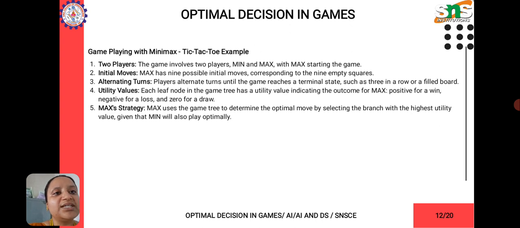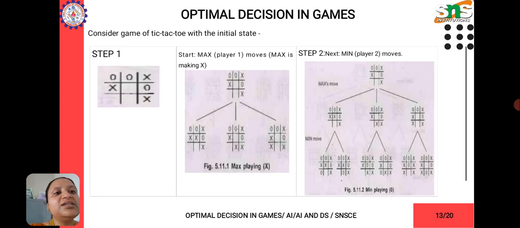Now we will see what the tic-tac-toe method is. In this tic-tac-toe example, you will be having different methodologies. That is, you will be having two players, the initial move, the alternating turn, the utility value and the max strategy. Okay, now in this tic-tac-toe, we are taking the first node as x and o. The first node will be in the first row, you will be having o, o, x, empty space, o, and the last column will be only x.